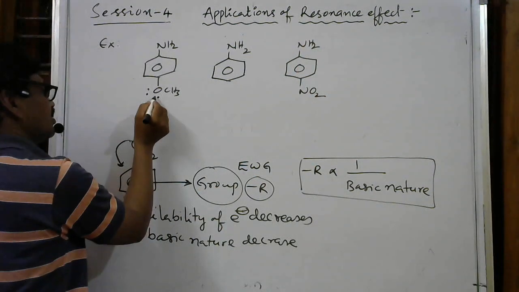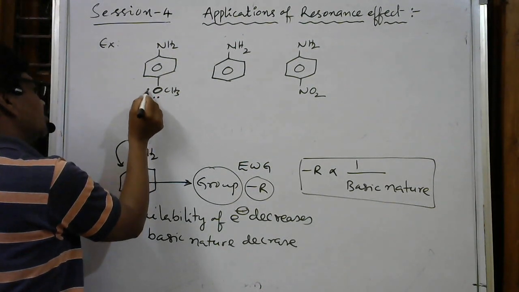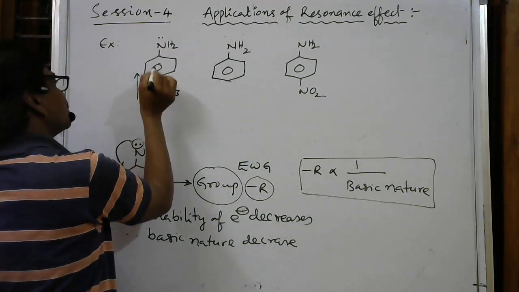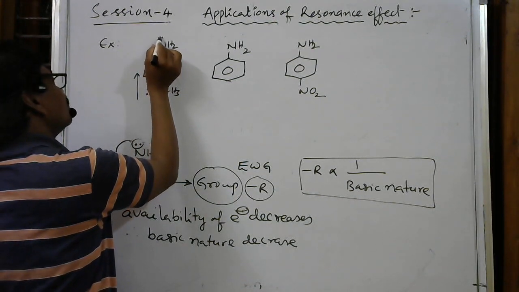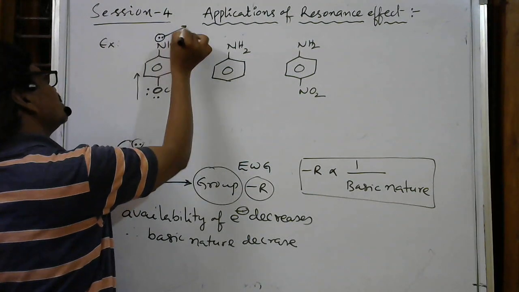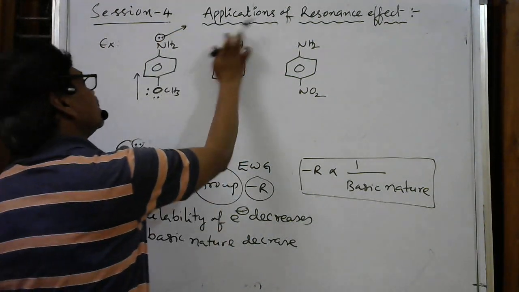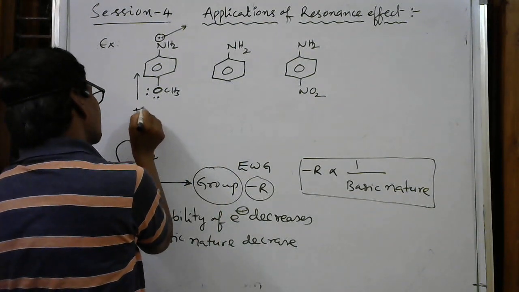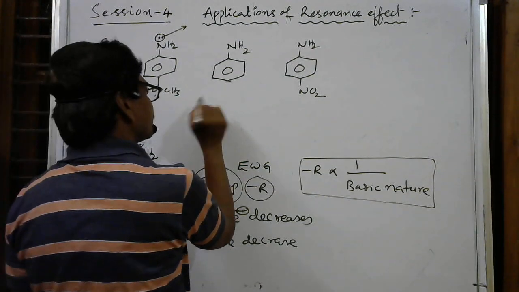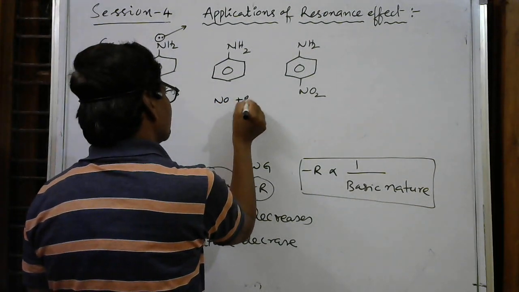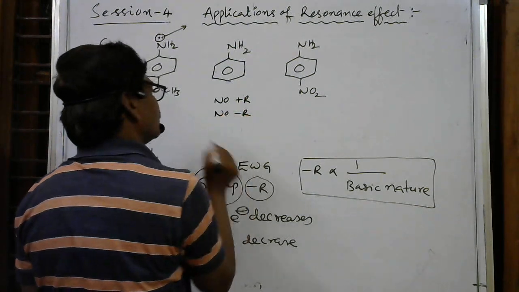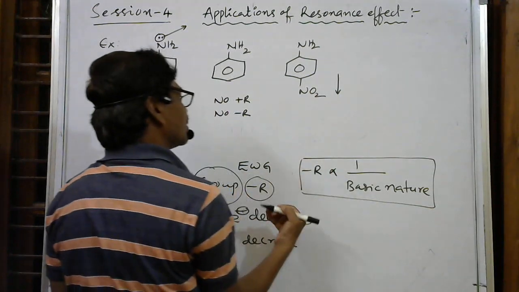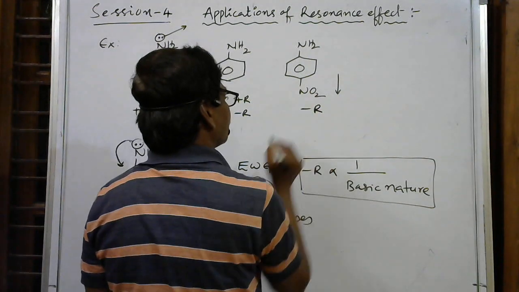So what is happening here: because of this lone pair of electrons on this atom, lone pair of electrons means it can donate electrons to the ring. So the ring is activated, so that the availability of electrons on nitrogen increases, so it can easily donate this electron pair. But in this one there is no electron withdrawing group or electron releasing group, so no plus R and no minus R. But here this NO2 is an electron withdrawing group. It can attract electrons from the ring, so that here is minus R or minus M nature.